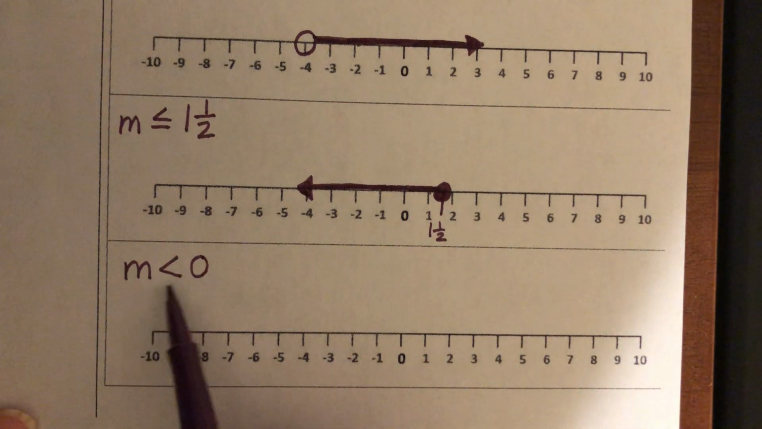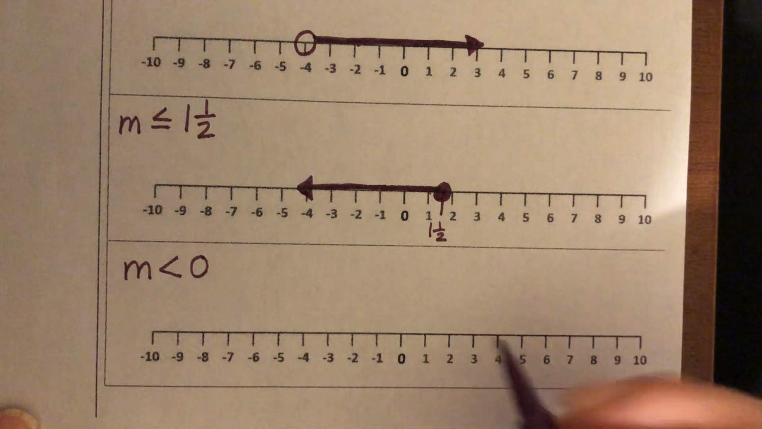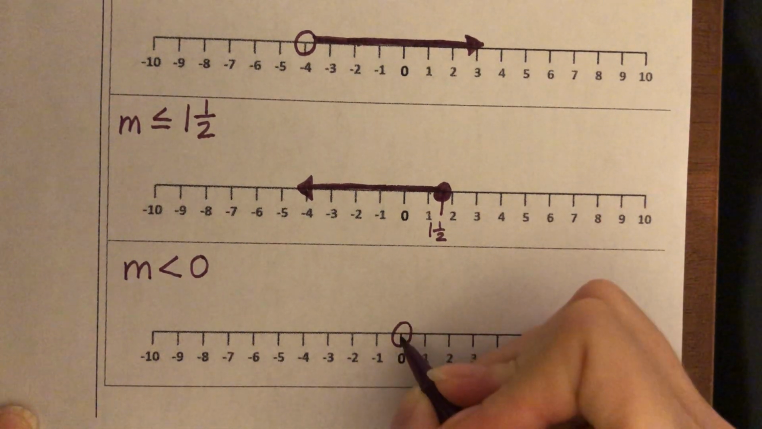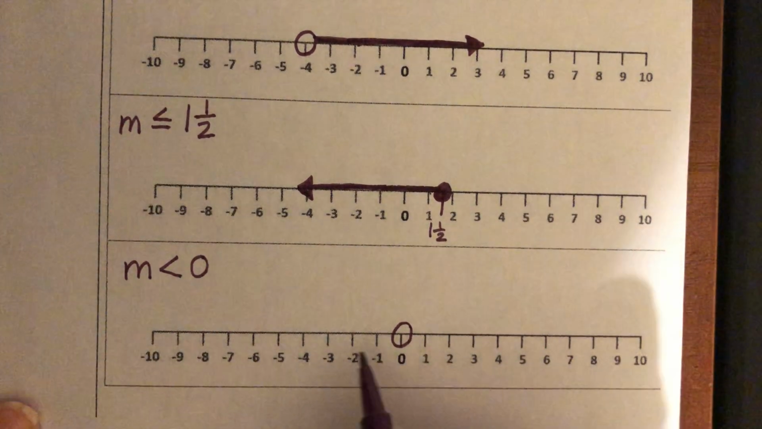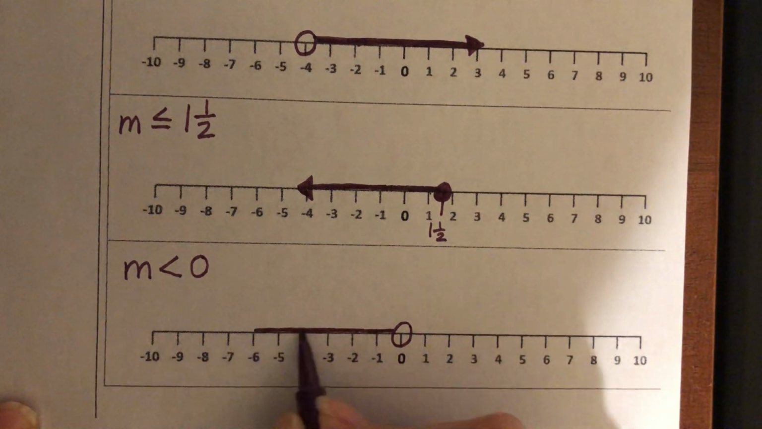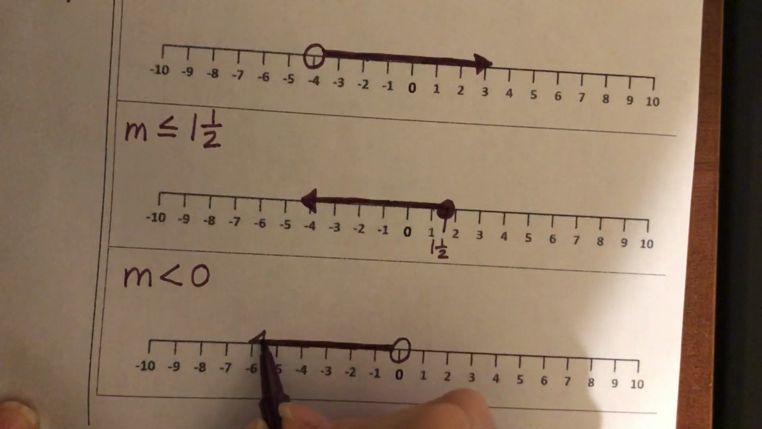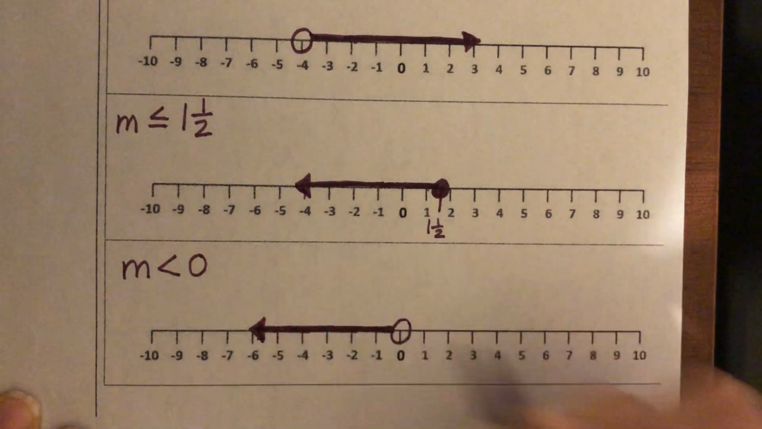Because this is not equal to 0, it's less than 0. 0 cannot be a solution. So we're going to put an open circle there to say we have not picked 0. 0 is not filled in. And then we're going to shade in everything that's less than 0. Like that. I hope that's what you got too.